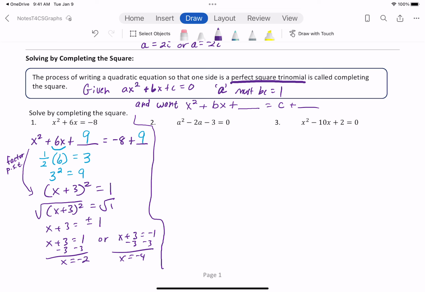Alright, so the next two should work very similar. The difference with number 2 is you notice my constant -3 is on the left hand side. So first we're going to need to move that across so that we can get it into that format we want, which is the squared term minus the linear term plus blank equals the constant plus blank. And from there, the process is going to work exactly the same.